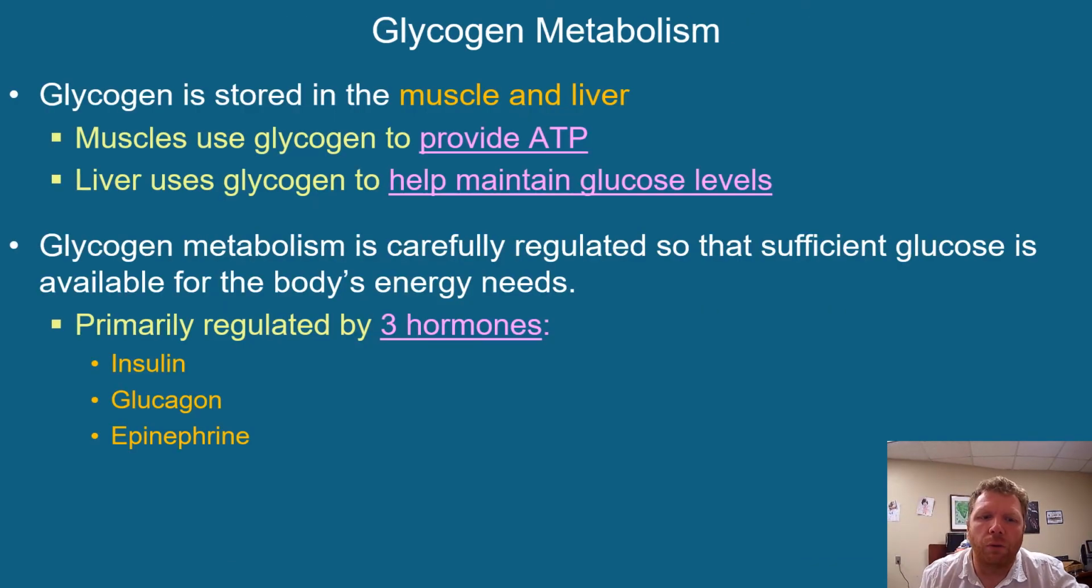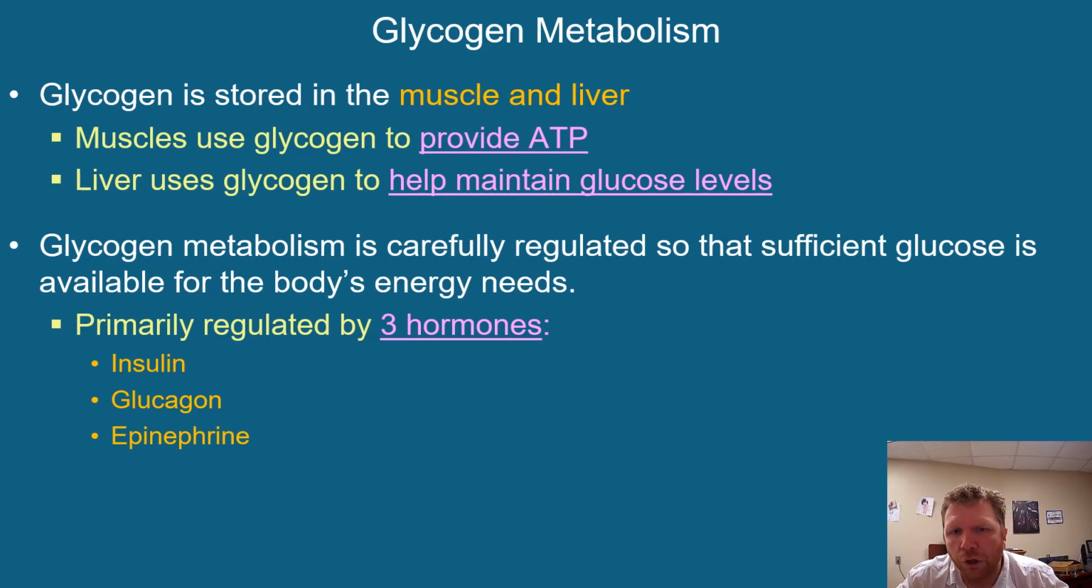Now, glycogen is stored in the liver and in the muscle. Muscles use glycogen to provide ATP. The liver uses glycogen to help maintain glucose levels. So what's a healthy blood glucose level? The liver is responsible for managing that. It's going to be your kind of check to see, well, where are we?